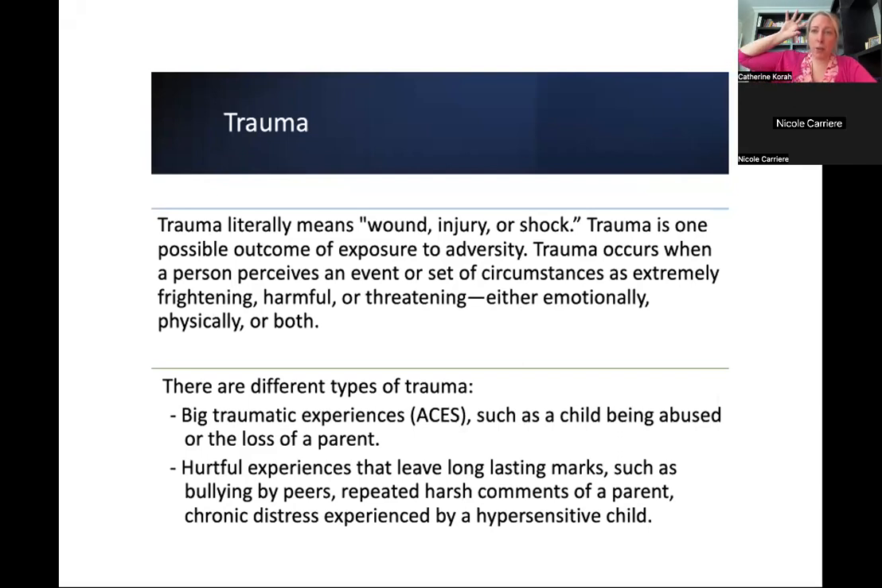You could have what we call the big traumas, which are the ACEs, and we'll talk about that in a second. And there can also be very hurtful experiences, what we call the smaller traumas, that can lead to long-lasting marks, such as bullying, such as repeated harsh comments from loved ones, chronic distress experienced by a hypersensitive individual.